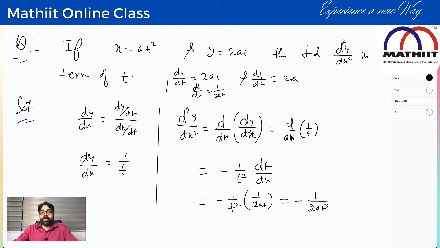Am I clear to everybody? Right? So this is the way sometimes they will ask you higher derivatives. Never get confused. If they ask you d cube y by dx cube, first find dy by dx, then find d square y by dx square, then again differentiate, and it will become d cube y by dx cube.